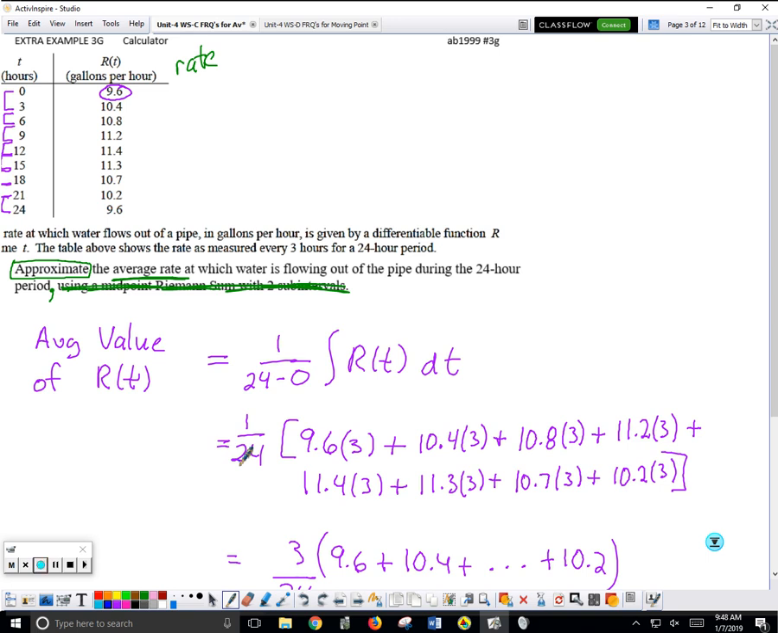One more time. Take 9.6. What are the units? Gallons per hour. Good. What are the units of 3? Hours. Multiplied together, you get gallons alone, right? So this is the number of gallons plus gallons plus gallons, right? So you get all the gallons, then you divide by hours, you get gallons per hour. That's because it's an average. It's the average of the rate. The rate itself is gallons per hour, so the average of the rate is still gallons per hour.